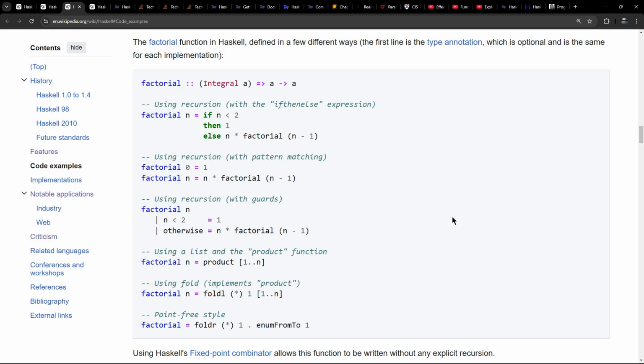So a good example here is the factorial function. The top line is just a type annotation, but underneath it on this Wikipedia article, we've got all sorts of different ways you can implement a factorial function. You could use recursion with the if-then-else expression. You could use recursion with pattern matching. You could use recursion with guards. You could use a list and then do a product of the list. You can use folds, and you can use point-free style.